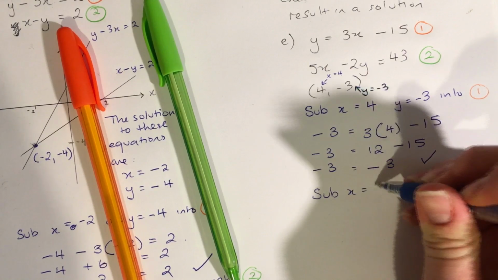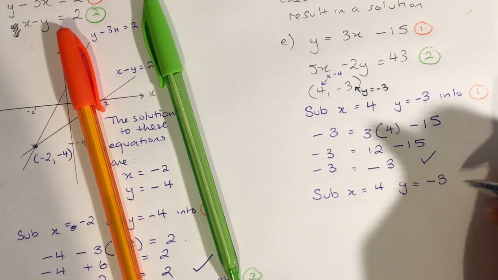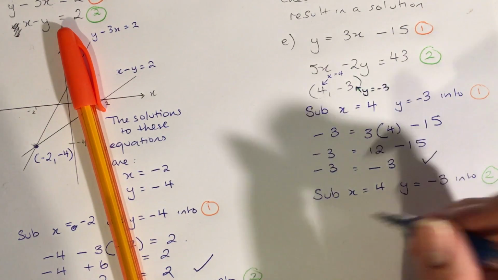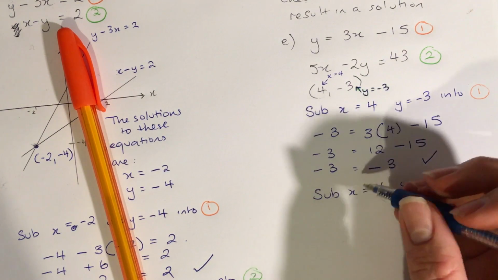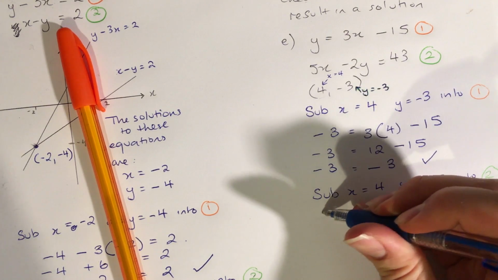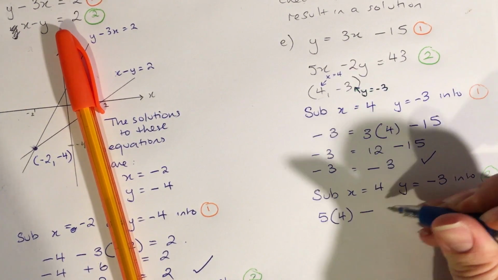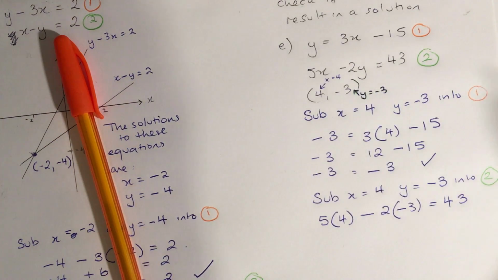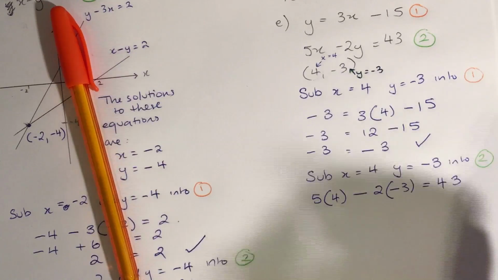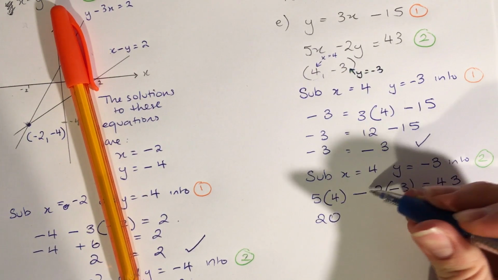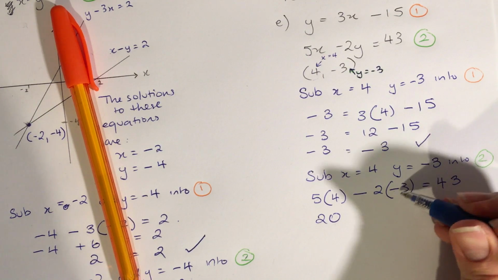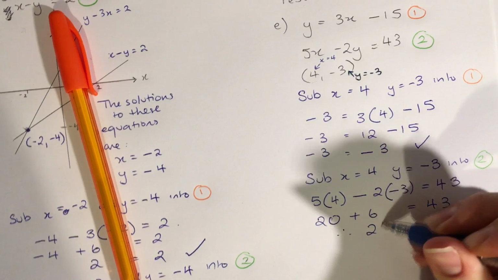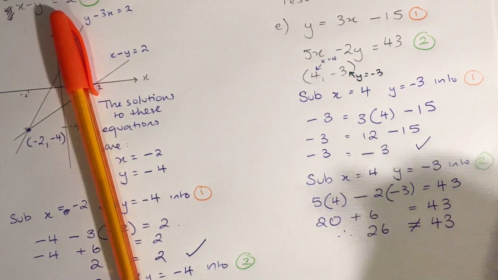So I'm going to sub x equals 4, y equals -3 into equation 2. And I'm going to get 5 times 4, take away 2 times -3 equals 43. Let's go and see. 5 times 4 is equal to 20. -2 multiplied by -3 is going to make that +6 equals 43. And wait a minute, 26 does not equal 43.